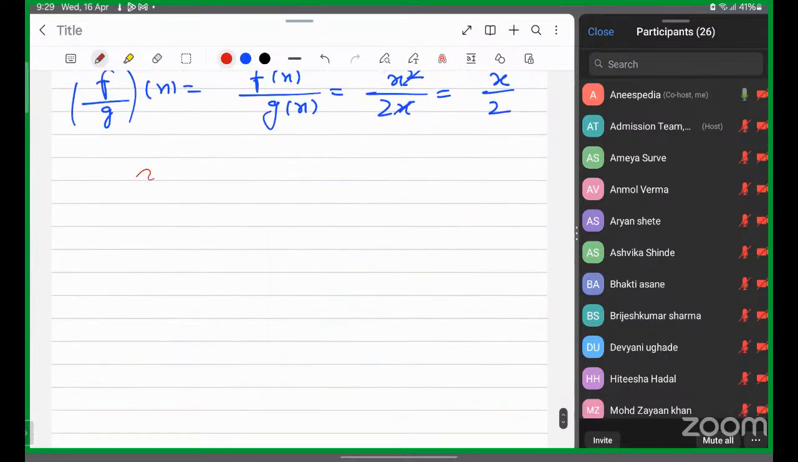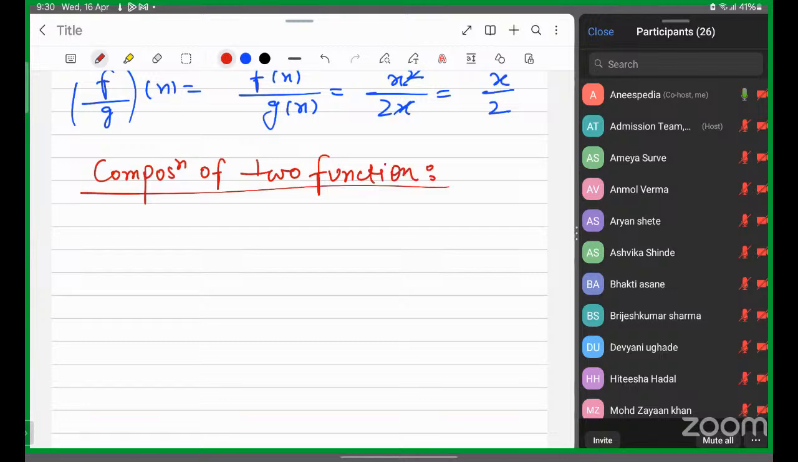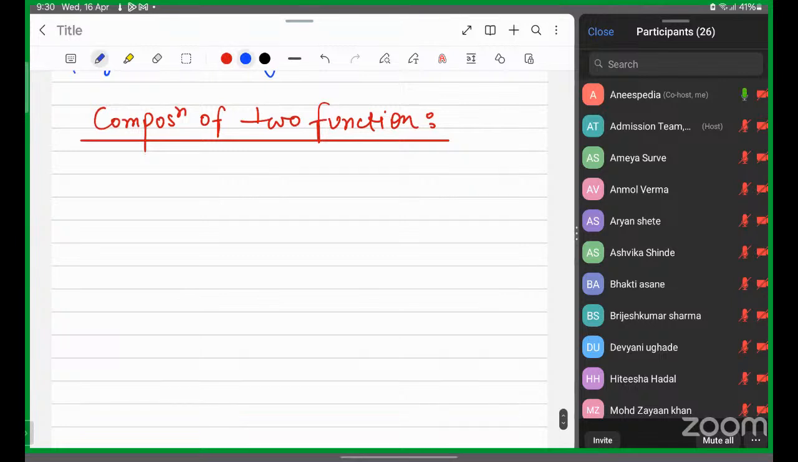Last topic is composition of two functions. In this concept, one of the functions will behave as input for another function. So to define composition of two functions, first of all, we have to be careful about their domain.